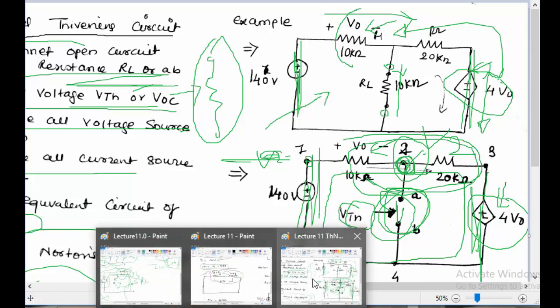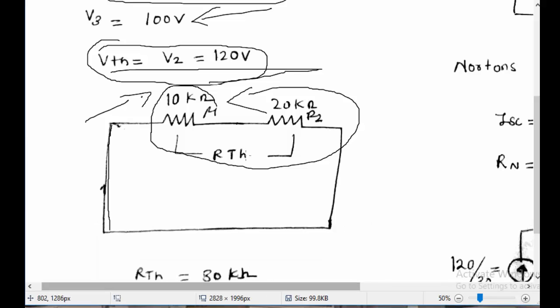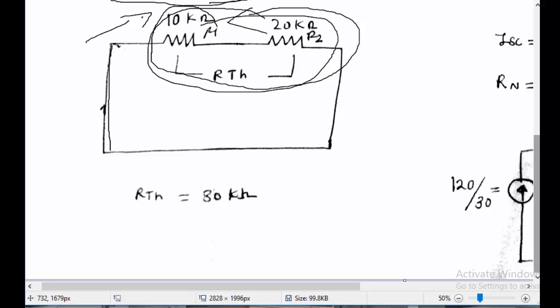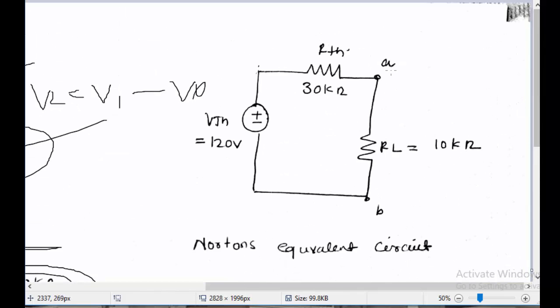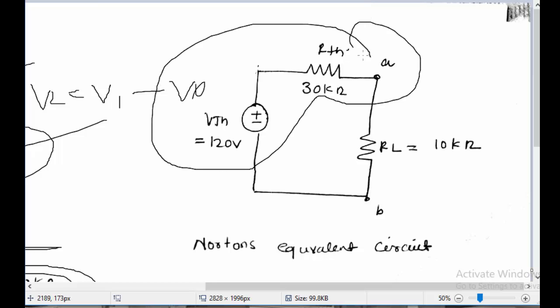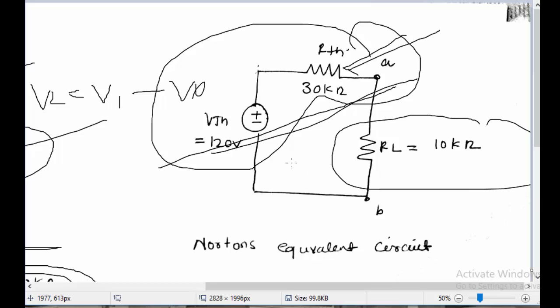So you will find out the R equivalent. You found out the R equivalent as 30 kilo ohm. So that's what you have found out. So again you have the VTH and you have the RTH. That can be written as the Thevenin's equivalent circuit, and you have the load resistance. Now you can easily find out the load current if needed.